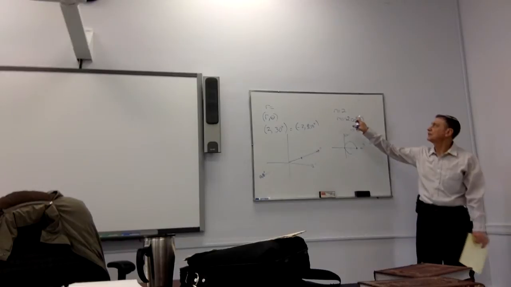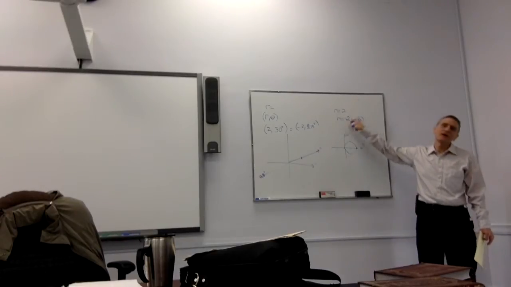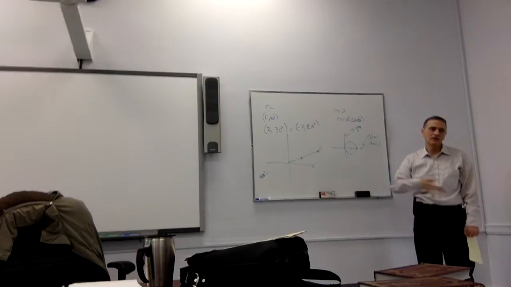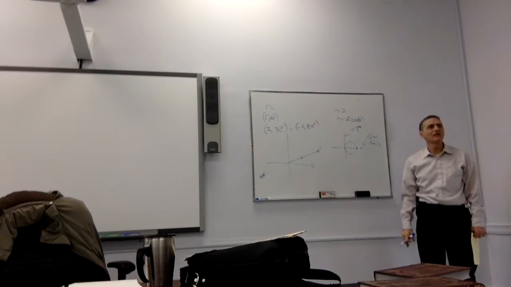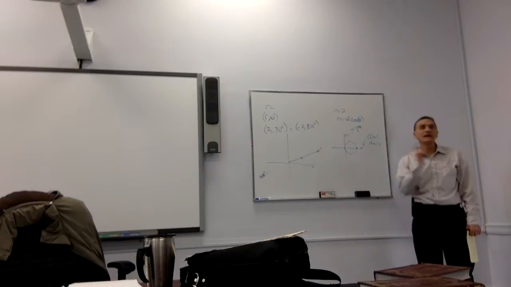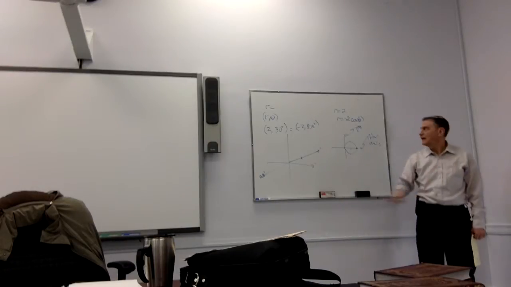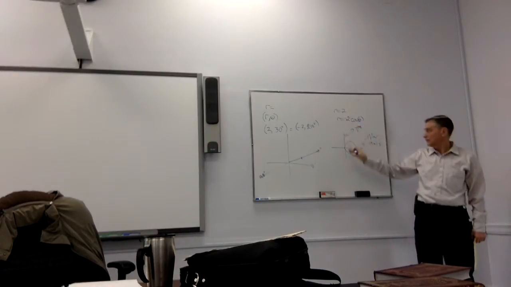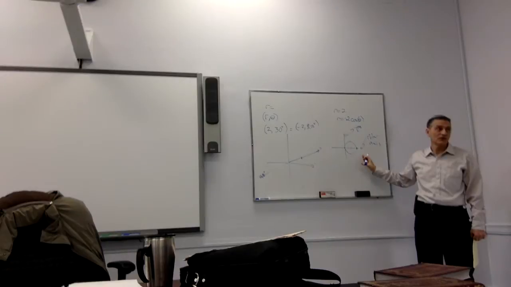If I changed it to positive 5 cosine theta, what would it look like? A radius of 5? No, 2.5. This number isn't the radius; it's the diameter. You can see the diameter was 2, originally.